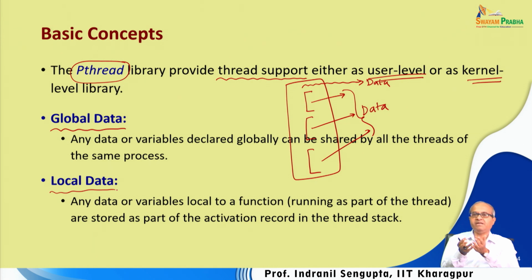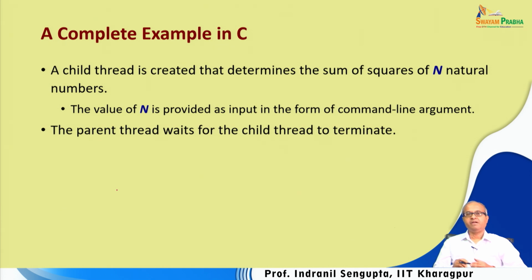Just like I said earlier, for a normal running program or process, whenever there is a function call, there is an activation record which gets saved in the stack. In a similar way for a thread also, whenever you are making a function call, the activation record containing all local variables will get saved in the stack. Okay? Fine. Let us work out a complete example in C and see how we can create threads and how we can do several kinds of thread management.